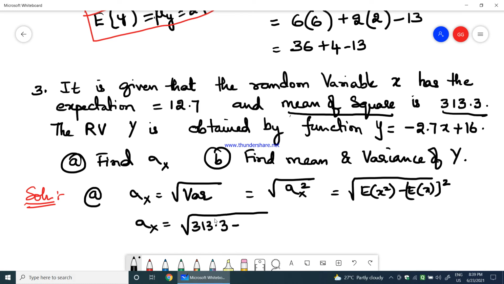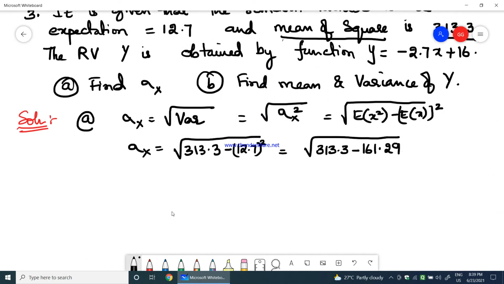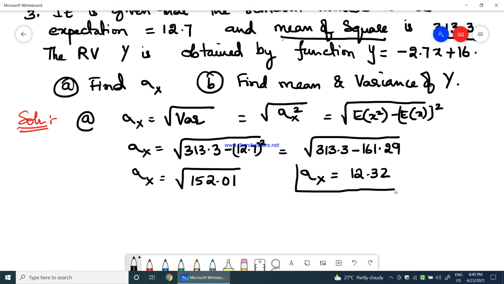minus 12.7 the whole square, which is equal to square root of 313.3 minus 161.29, which is the 12.7 the whole square. Therefore sigma x would be equal to square root of 152.01. Therefore sigma x is finally equal to 12.32, which is the answer. Fine. So I hope you found how to find the sigma x.